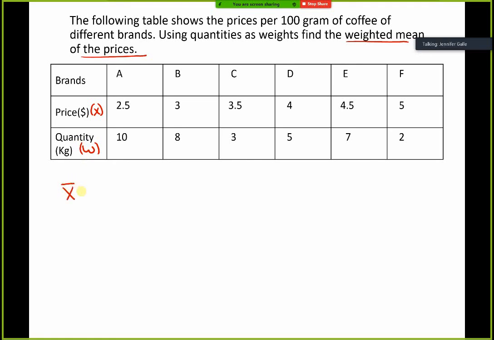Get used to the notation, X bar. Get used to that for being our mean. And it doesn't matter if you put the actual value times the weight or the weight times the value. The formula shows weight times value. If you do value times weight, it doesn't matter because multiplication is commutative, which means we can flip-flop. So if you did 2.5 times 10, and I'm putting 10 times 2.5, you're fine. Please don't go back and erase.